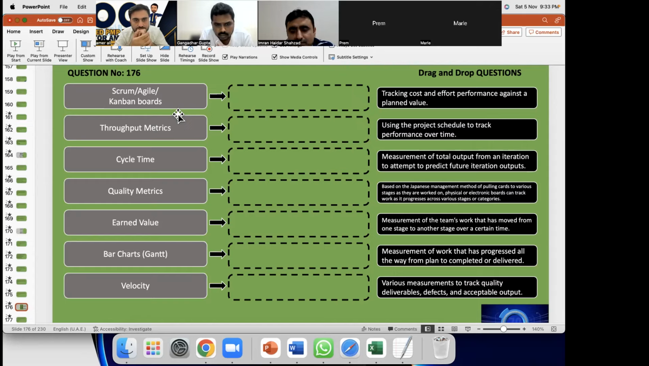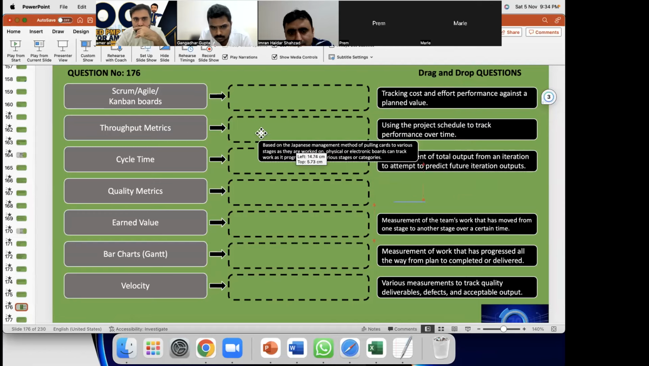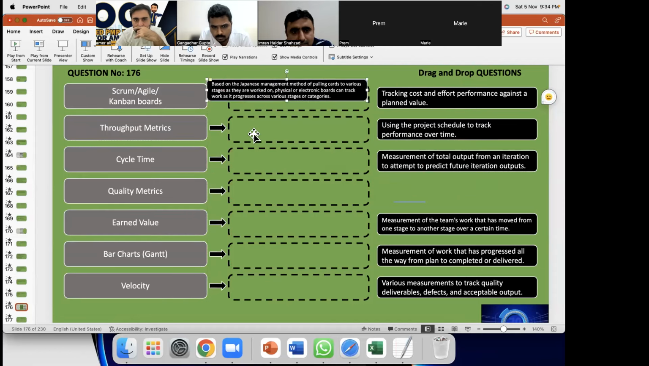This is Scrum, Agile, Kanban boards. Which one? Yeah, based on Japanese management, that one. Yeah. Okay. Yeah, velocity, measurement of throughput metrics, cycle time. Measurement of team output from iteration.